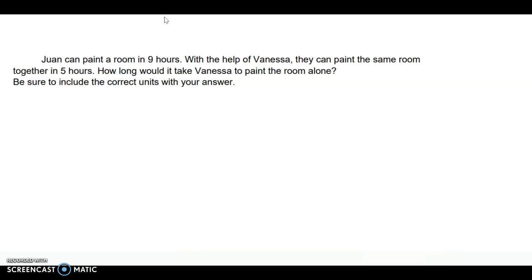So if we know Juan can paint a room in 9 hours, we can represent that here. So there's Juan's work. With the help of Vanessa, they can paint the same room in 5 hours. So if he has Vanessa's help, which we'll represent with 1 over V, together they can do it in 5 hours. How long would it take Vanessa to paint the room alone? Be sure to include the correct units with your answer.